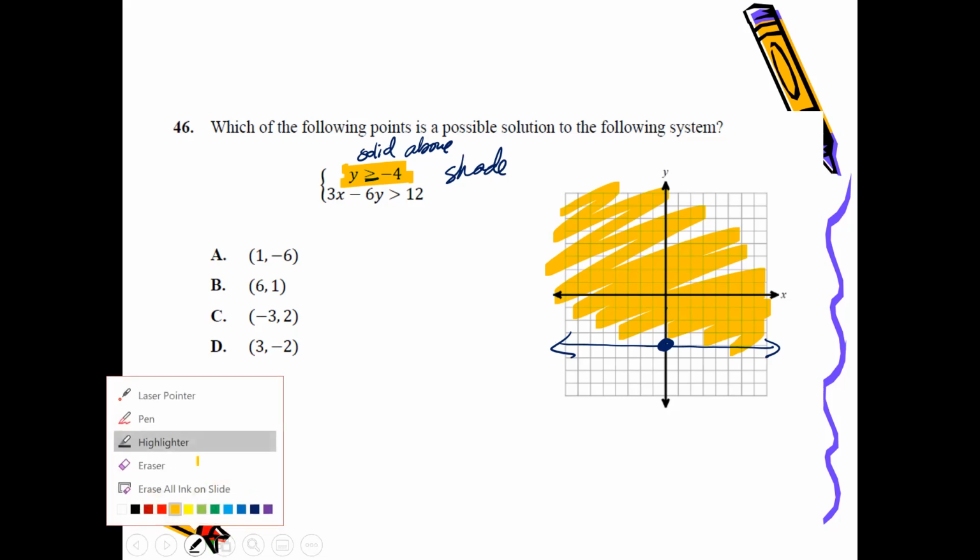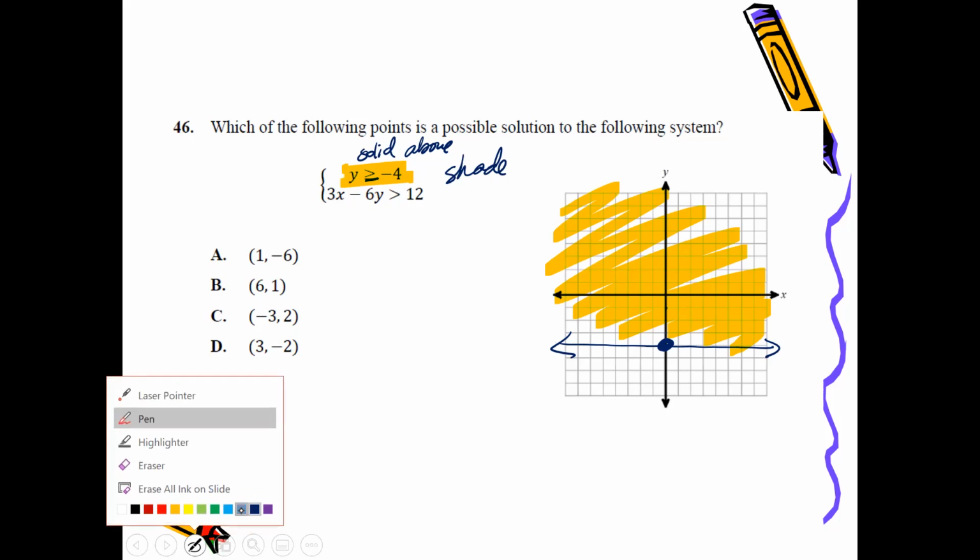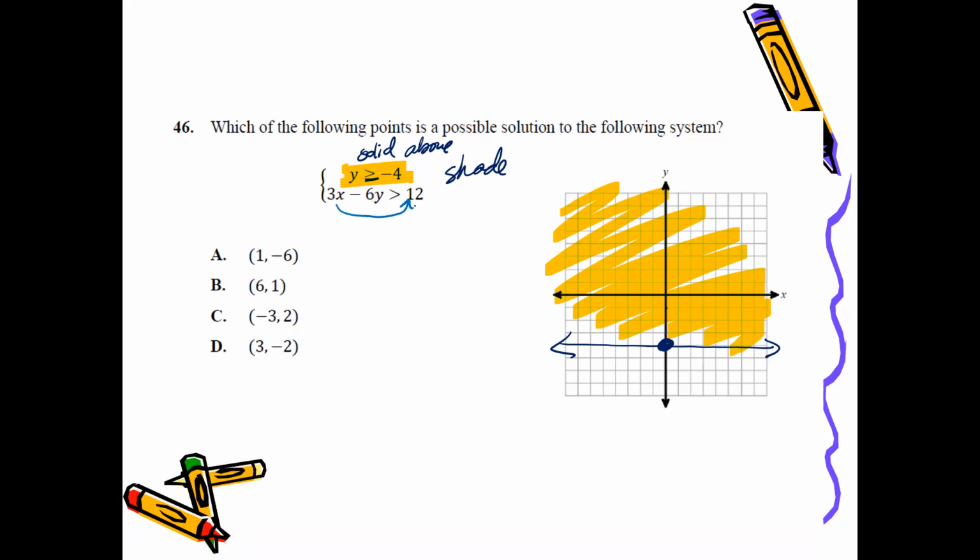Okay, next one. We're going to graph the next equation. The next equation is not easy because it's not solved for y. So I'm going to move that x over to the right side. So I have -6y is greater than -3x plus 12. So that's the first thing that I do. Then, of course, I've got to get rid of that -6 because it's multiplied. You're going to divide by -6 on everything.